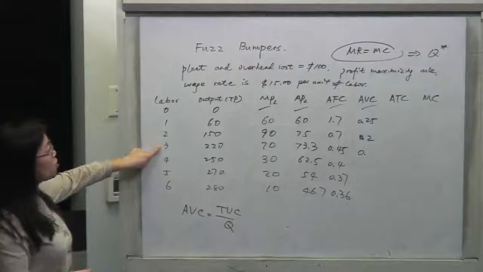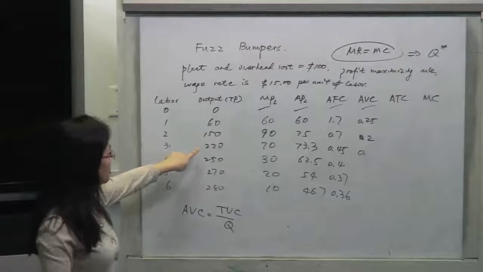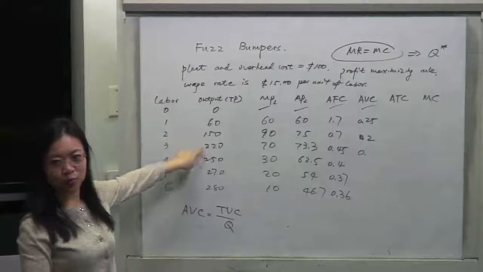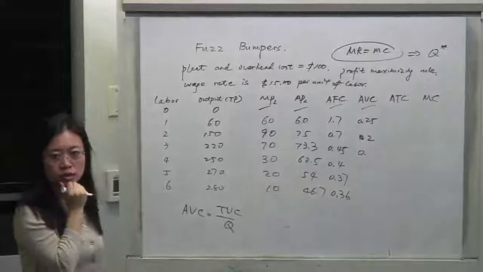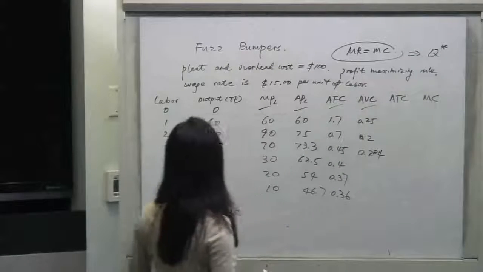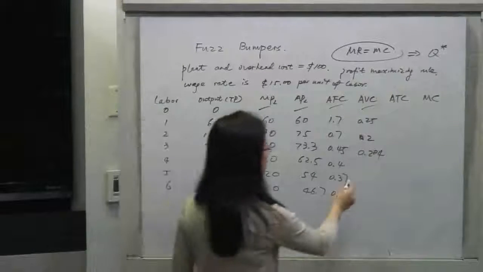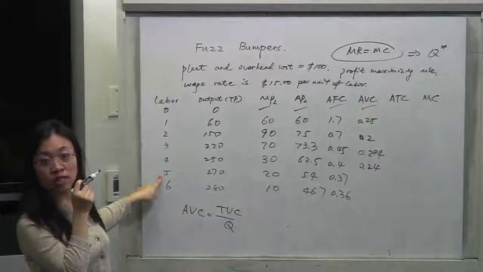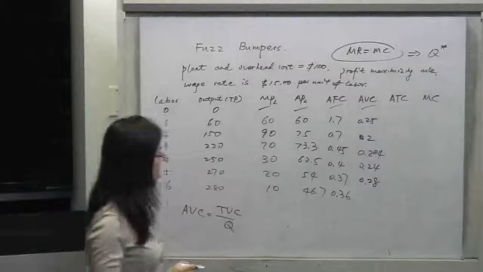Okay, let's see. 3 multiply 15 should be $45. $45 divided by 220 should be around 0.2. It's 0.204. Okay. All right. Next one, 0.24. Next one, 0.28. Right? Okay. The next one.